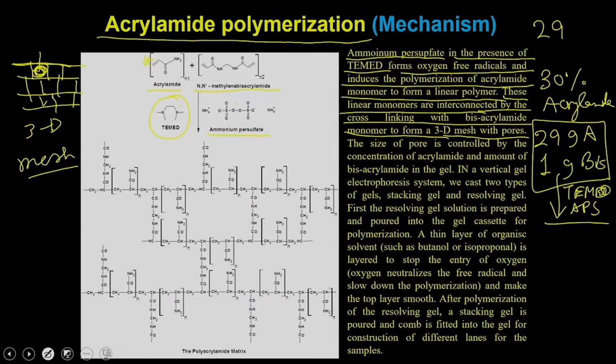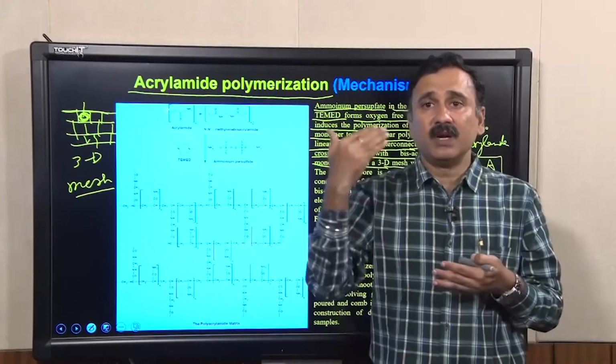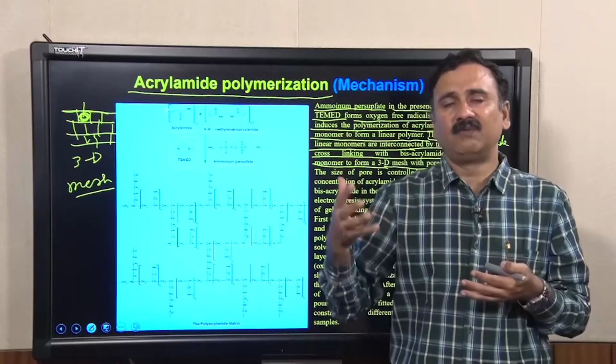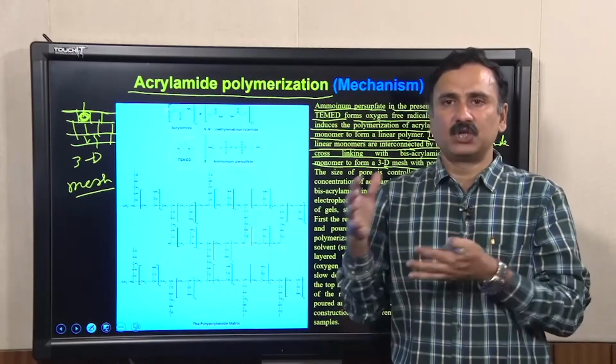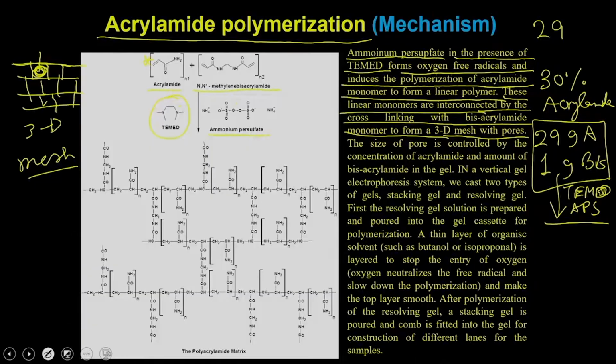Because of this mesh, you are able to produce the friction for the different types of molecules, and that is how the friction is going to play a role in separation of the molecules. Because this mesh has different sizes, it is going to play a kind of separation filter, so that it will help in getting the separation of the biomolecules. The size of the pore is controlled by the concentration of the acrylamide and the amount of bisacrylamide.